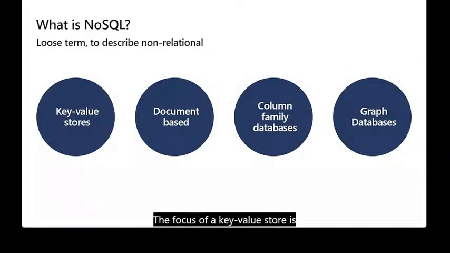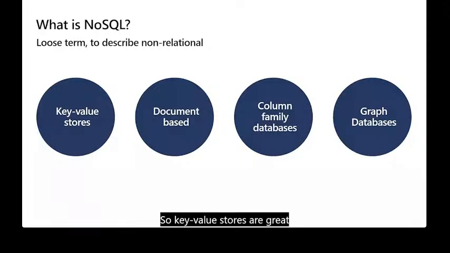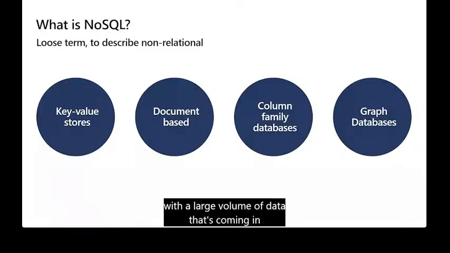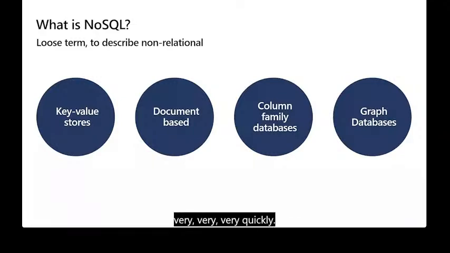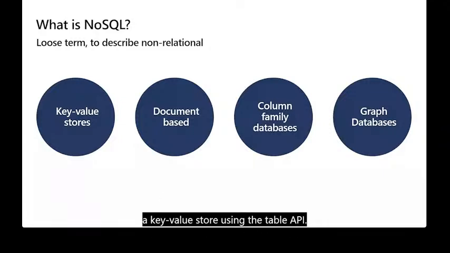The focus of a key value store is really the ability to read and write data very, very quickly. And so that's why search capabilities are secondary. So key value stores are great for data ingestion where we're dealing with a large volume of data that's coming in continuously as a stream and needs to be stored very quickly. Azure Table Storage is an example of a key value store, and Azure Cosmos DB actually implements a key value store using the table API.